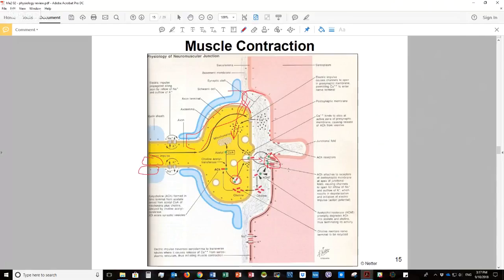receptors on the muscle side, and that binding action creates another impulse. It moves kind of like a wave, and that moves down the sarcolemma. So it's basically just the membrane of the muscle fiber. So we'll talk about where that goes next.